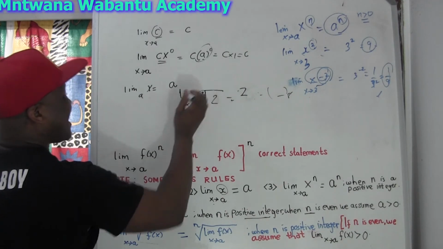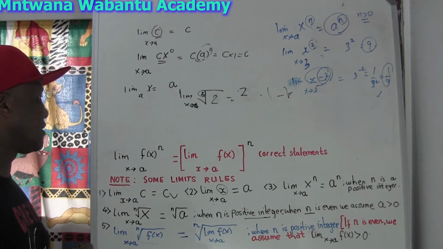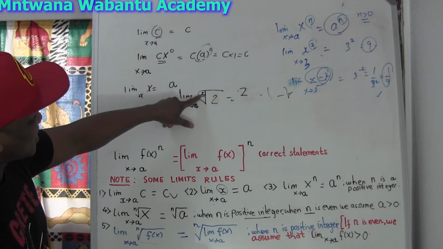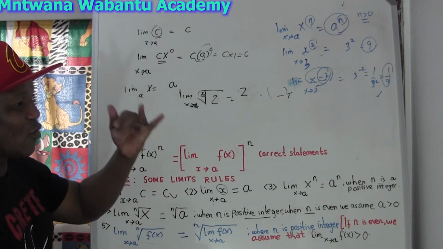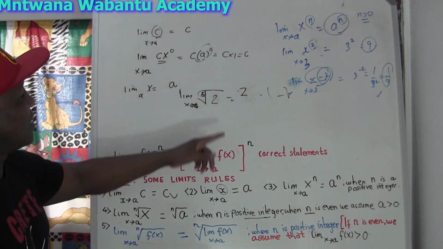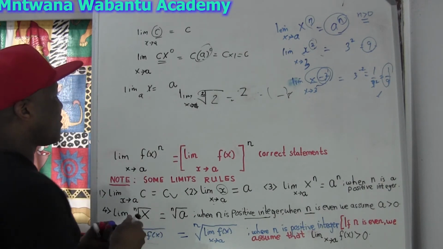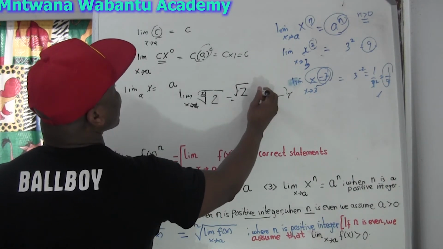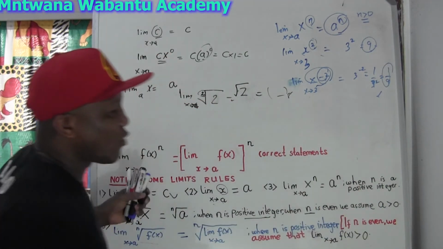They talk about the n. N must be a positive integer. If this is a positive integer, or an even number, let's say 2, 4, 6, 8, it's going to give us, for this case here, putting 2 here, the square root of 2. Put it in the calculator, and you're going to get 1 point something.